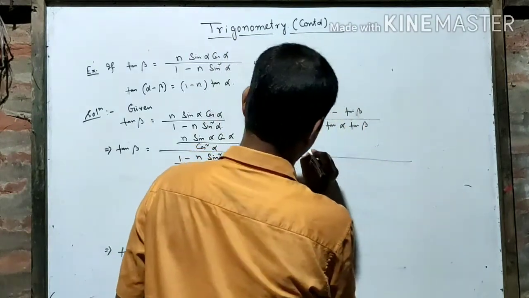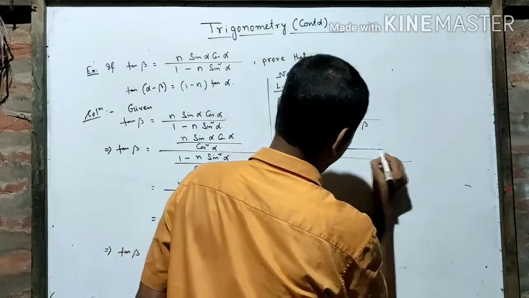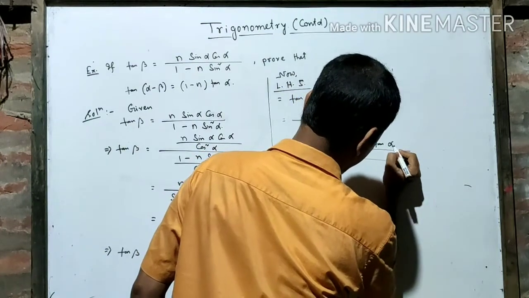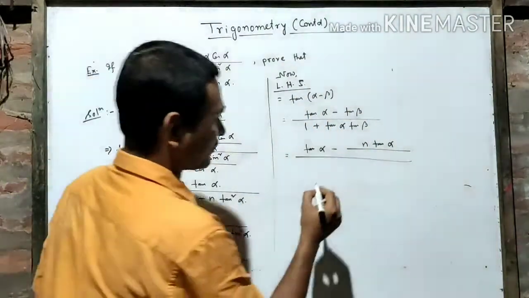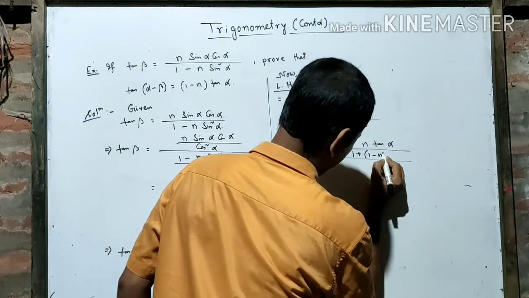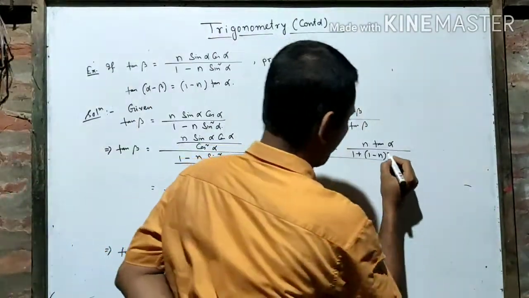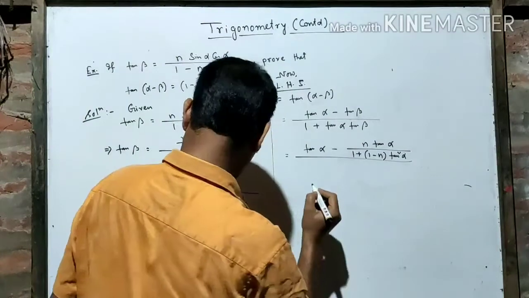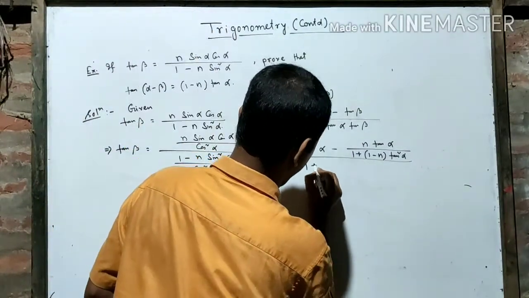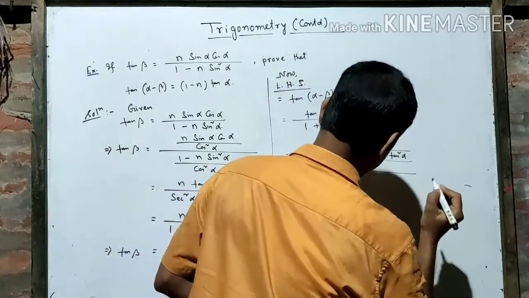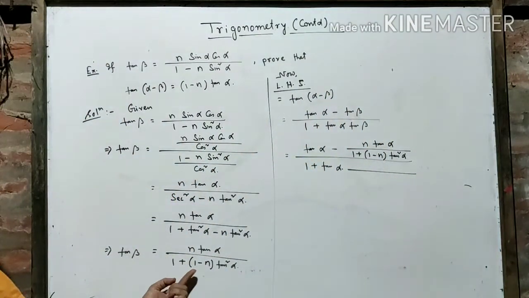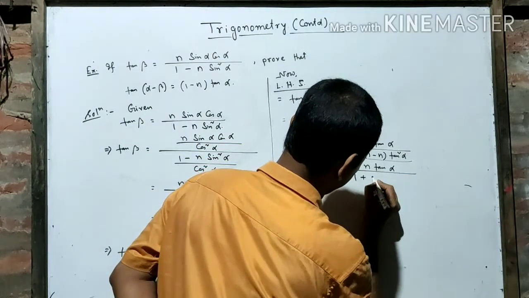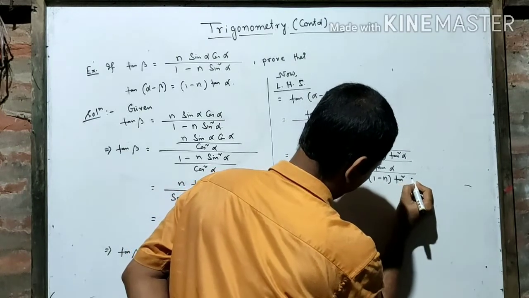This is equal to, here we eliminate tan beta. We put the value of tan beta in terms of alpha. What is tan beta? n tan alpha divided by 1 plus (1 minus n) tan square alpha. So tan alpha minus n tan alpha divided by 1 plus (1 minus n) tan square alpha, divided by 1 plus tan alpha into tan beta, where tan beta is n tan alpha divided by 1 plus (1 minus n) tan square alpha.